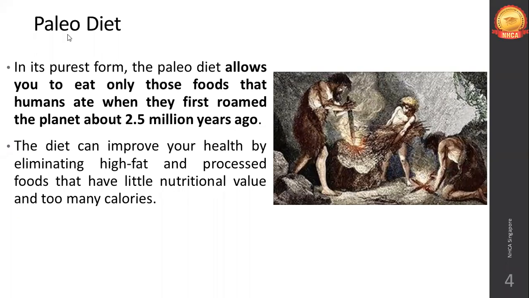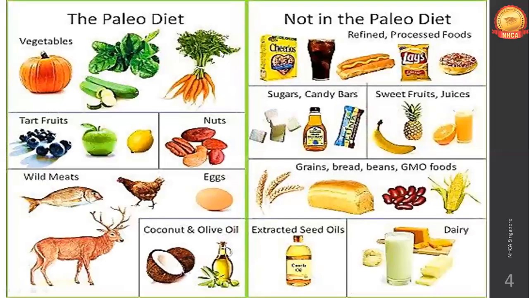Processed food that has little nutritional value, which is very commonly used nowadays, was not available in those years. And too many calories: whatever they hunted down, even if it was one animal, had to be shared between the entire caveman community. So too much indulgence was also not seen. Whatever was available to them, they had to share it, eat it and go for the next hunt. So these are the things on the left side that come under the paleo diet, things that you can include, and on the right side, those not included in the paleo diet.